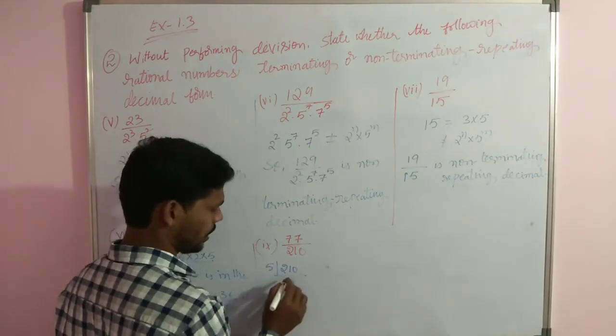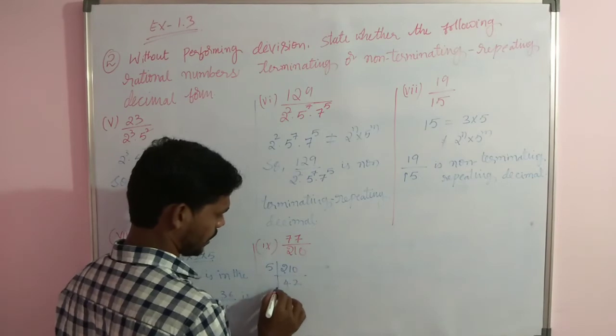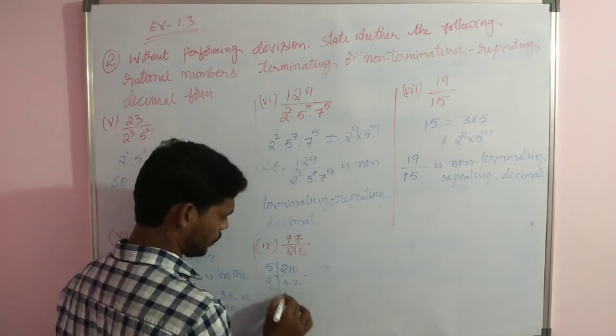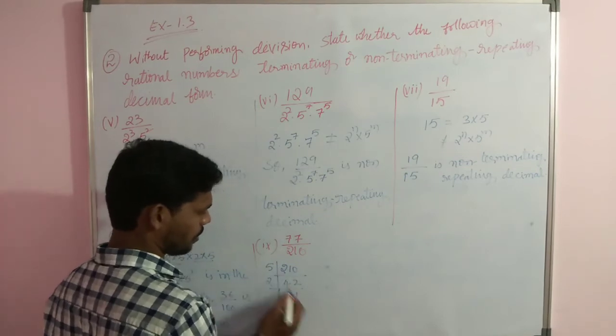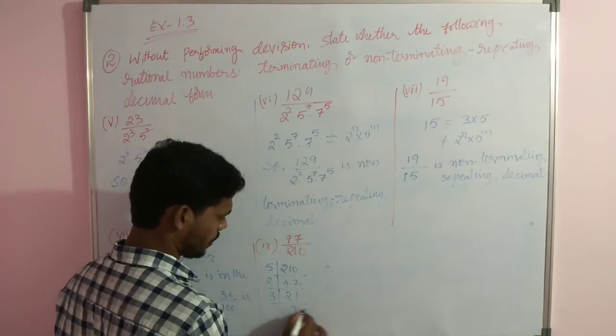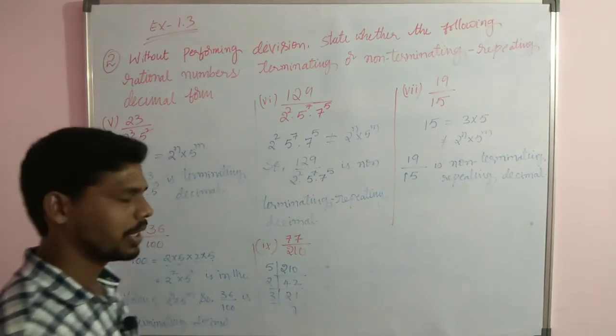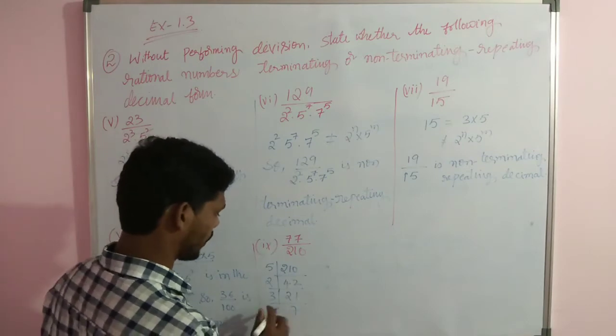So in the 5 table, 5 4s are 20, 5 2s are 10. So even number, take 2. 2 2s are 4, 2 1s are 2. Here it is not an even number, not 0 or 5, so take the 3 table, 3 7s are 21. Here 7 is a prime number. Till there you can stop the prime factorization.